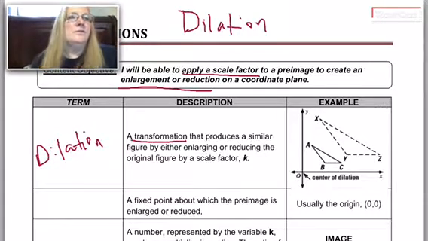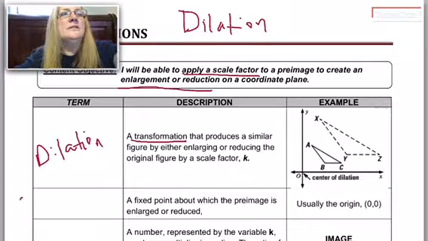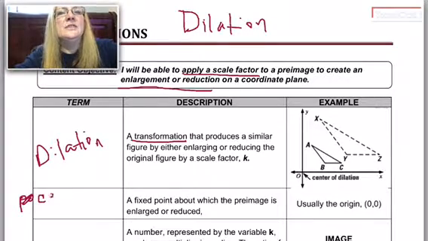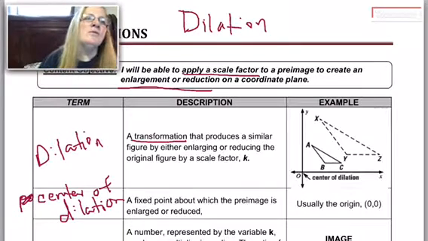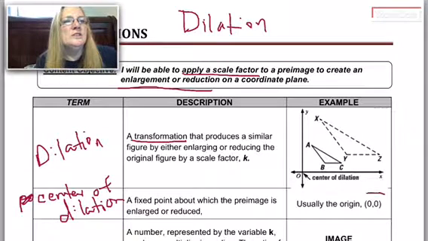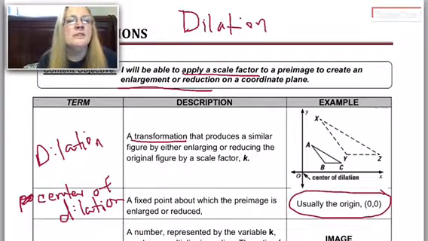Now, the point of dilation, the center of dilation, is a fixed point about which the pre-image is enlarged or reduced. And we are just going to be using the origin, but it doesn't have to be the origin.